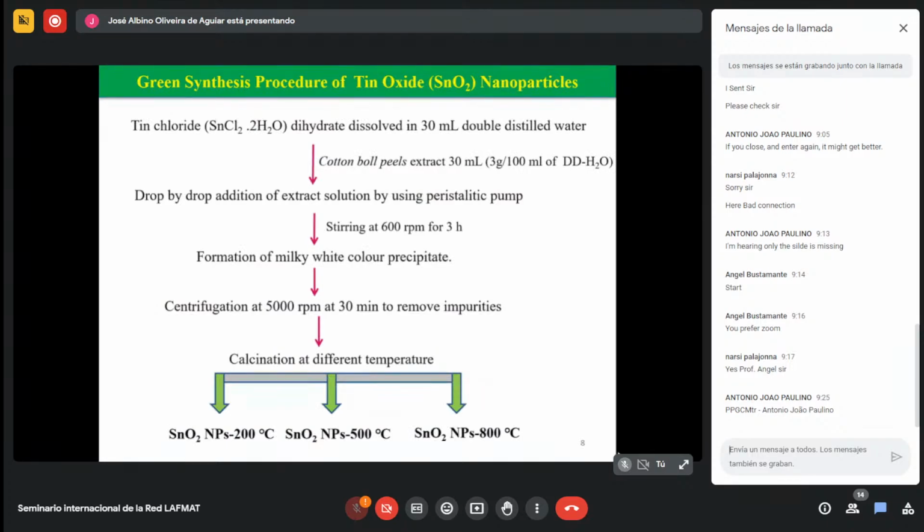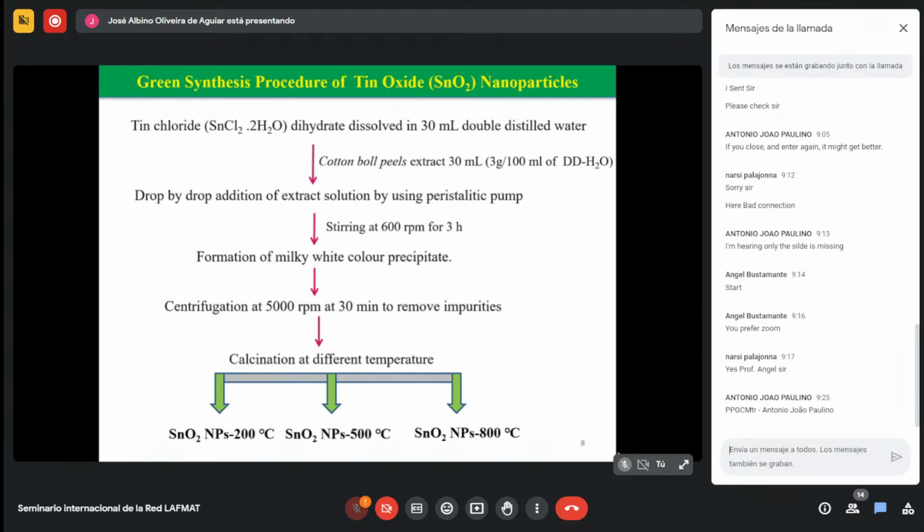This is the synthesis process, how we synthesize the metal oxide nanomaterial, that is, tin oxide nanomaterial. We developed the material using the plant extract. Initially we take tin chloride and dissolve it in 30 ml distilled water. Then we add the extract. How did we prepare the extract? The empty boll peels are ground, and then we make the powder.